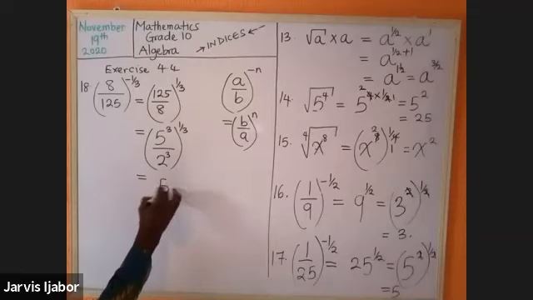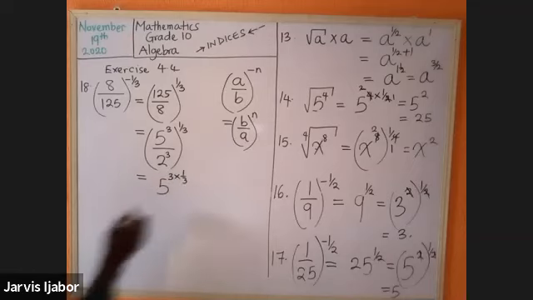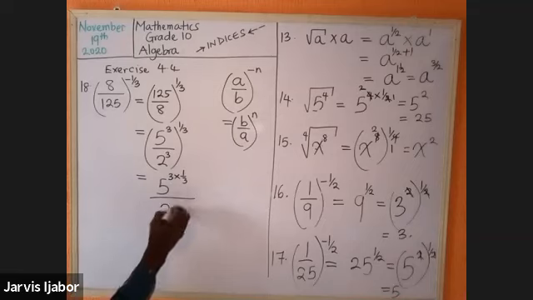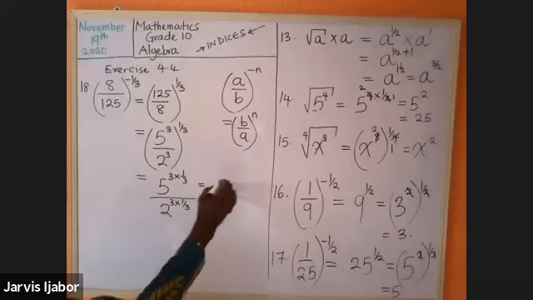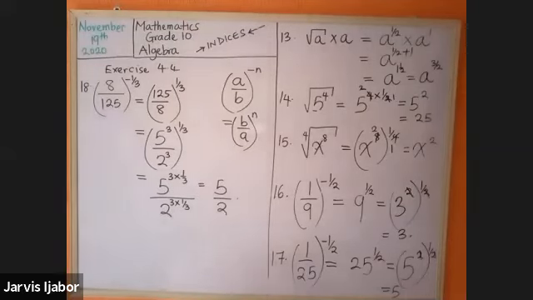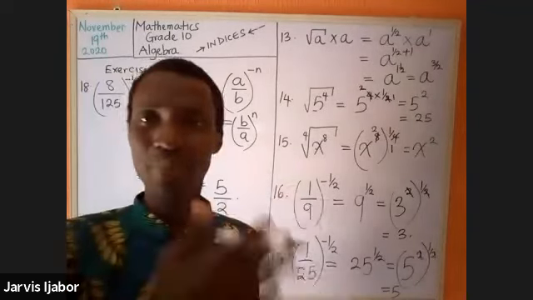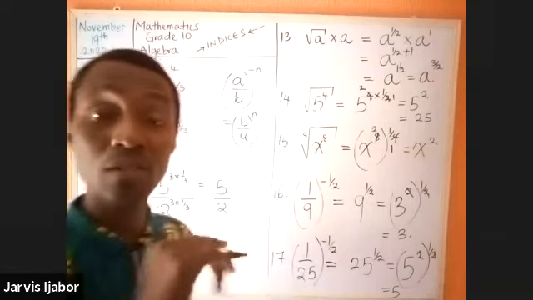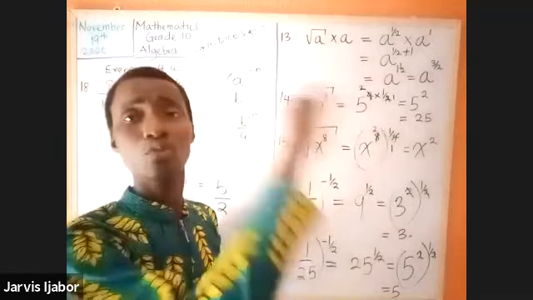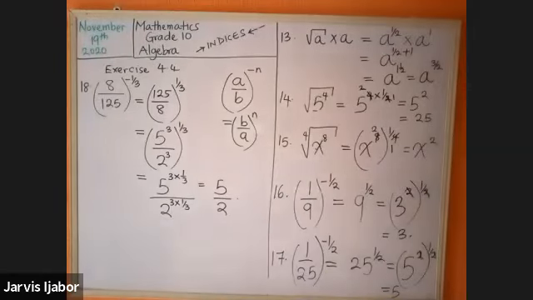5 raised to the power of 3 times 1 over 3, all over 2 raised to the power of 3 times 1 over 3, and that invariably will give you 5 over 2. You can leave your answer as that, because while treating indices, we're not concerned with whether you write your answer as a mixed fraction or improper. That's not the focus. The focus is to ensure that the operation having to do with the index is well handled. Right, so that's that for that.